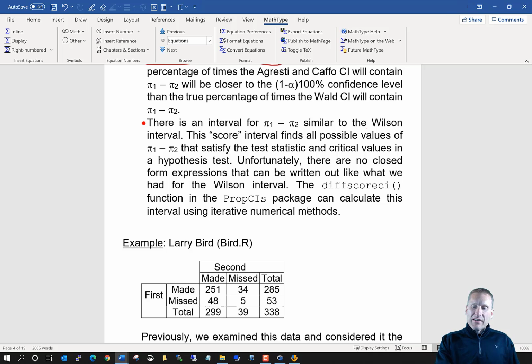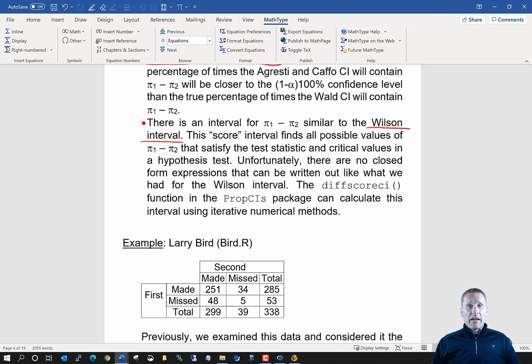And that is an extension of the same idea behind the Wilson interval for just one proportion. One can use that same idea to find a confidence interval for pi 1 minus pi 2. That particular interval works very well too, just like the Agresti and Caffo interval. Unfortunately, and a main reason why I'm not discussing it here, there's not a closed form expression for what that interval ends up being for all problems. So I cannot write out one formula for it. Instead, numerical computation methods always need to be used to find this interval.